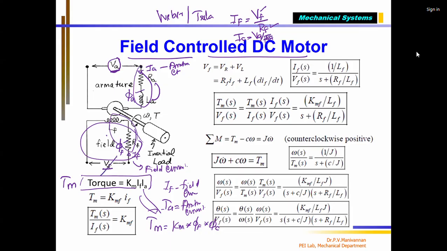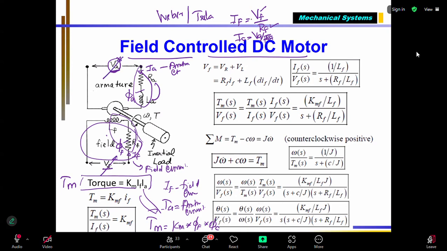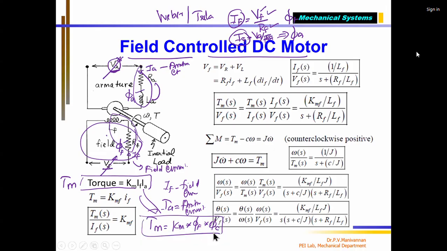I'm varying the input of VF to the field coil and VA to the armature coil. Automatically, if I vary this, IF will vary, and similarly, IA will vary. If these two are varying, phi A will vary and phi F will vary. According to this formula, the torque produced by the motor is varying. That's what we want to say.